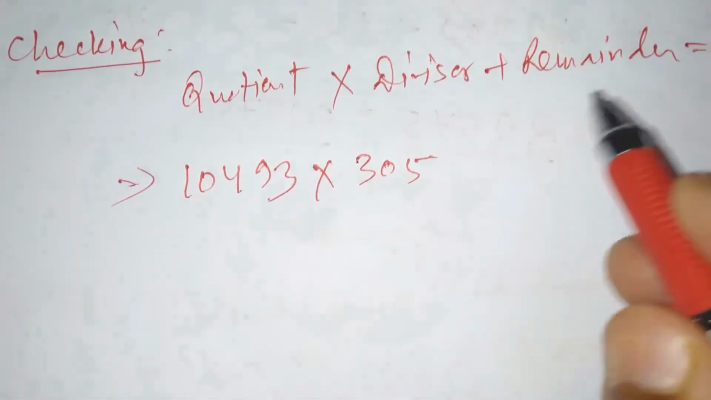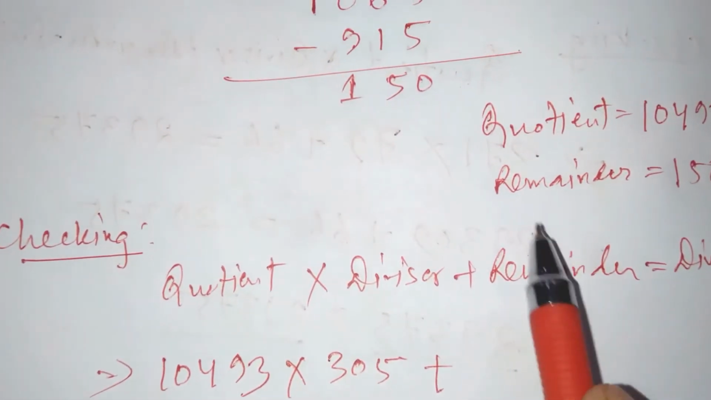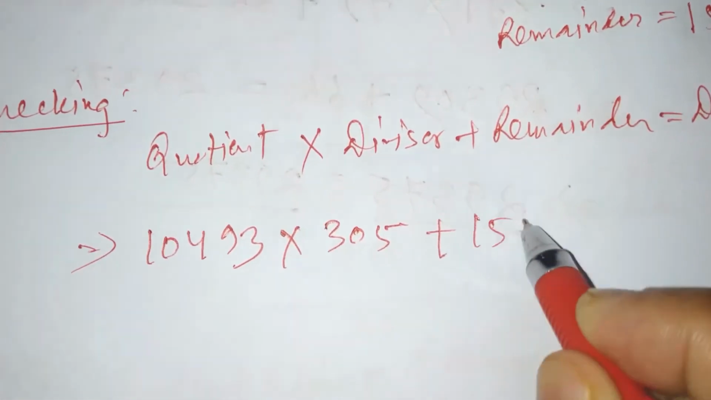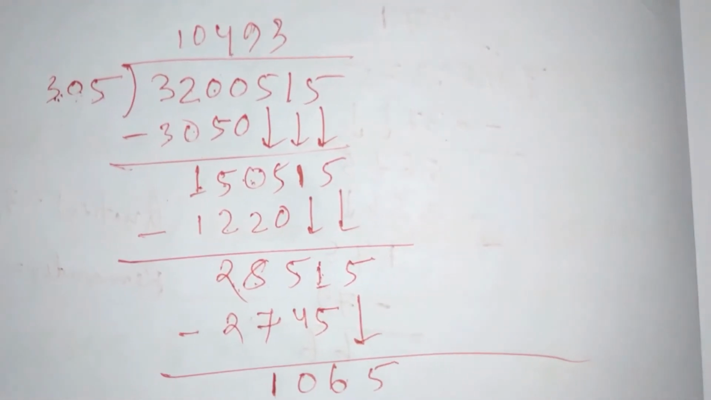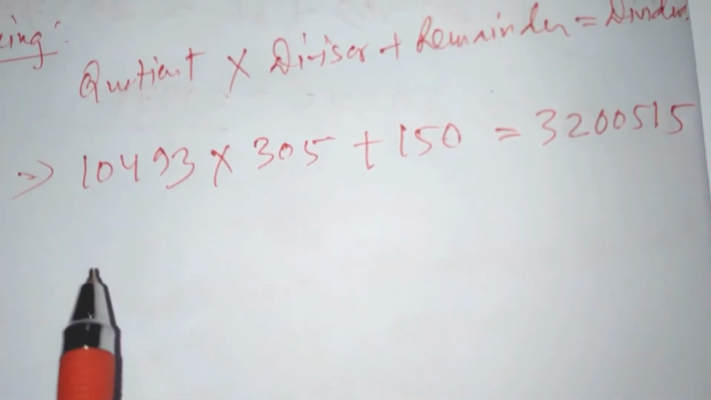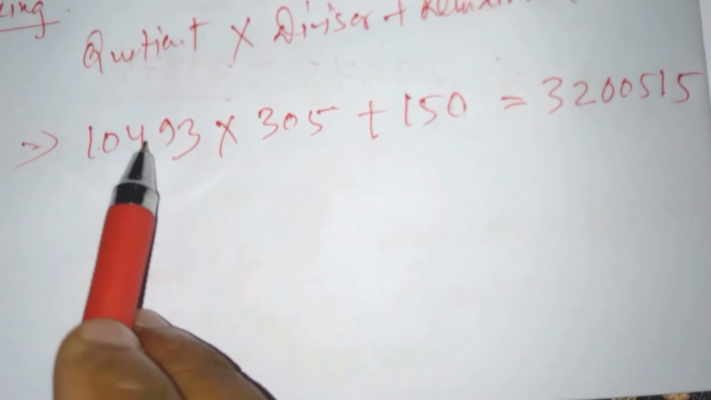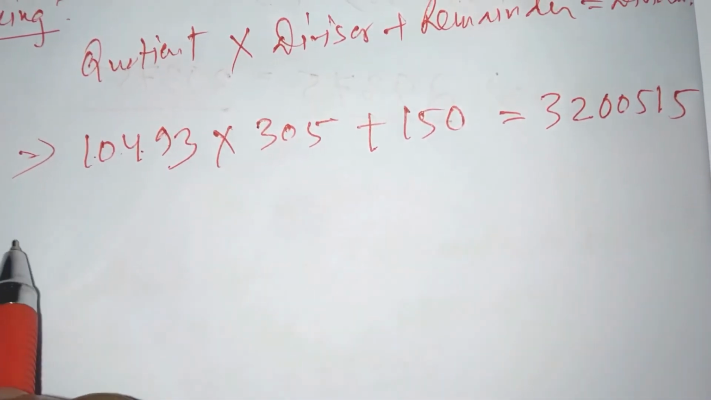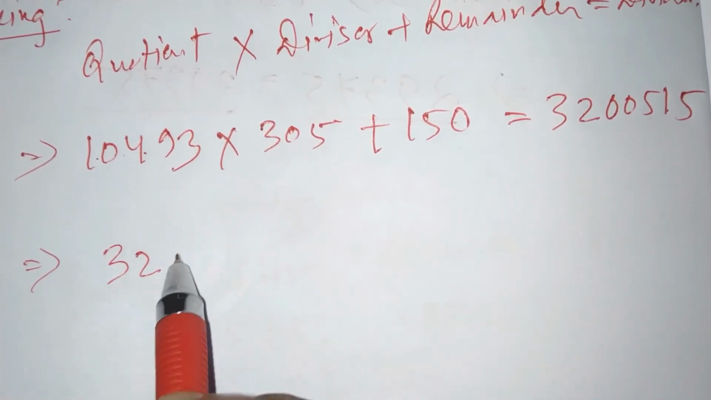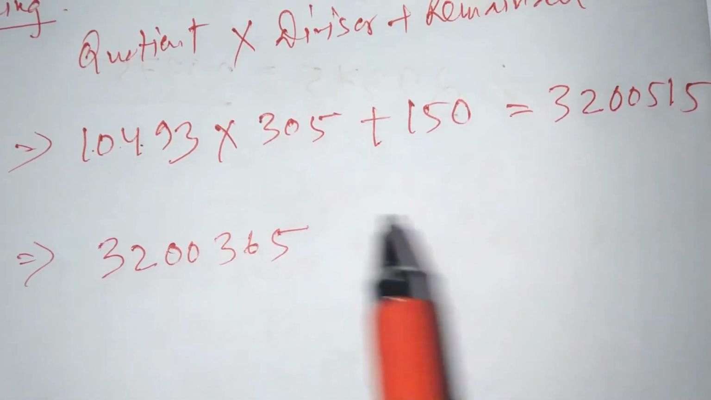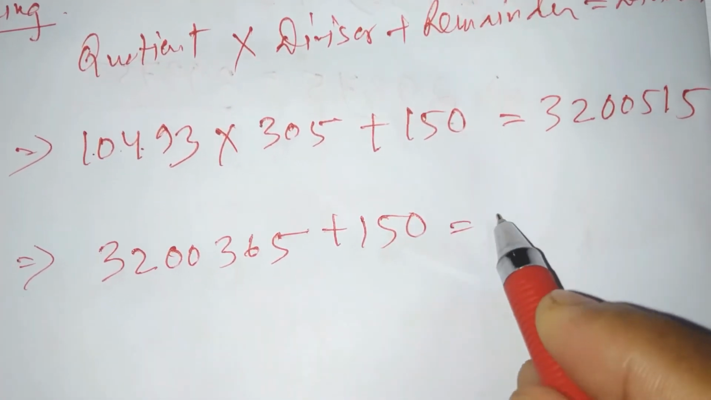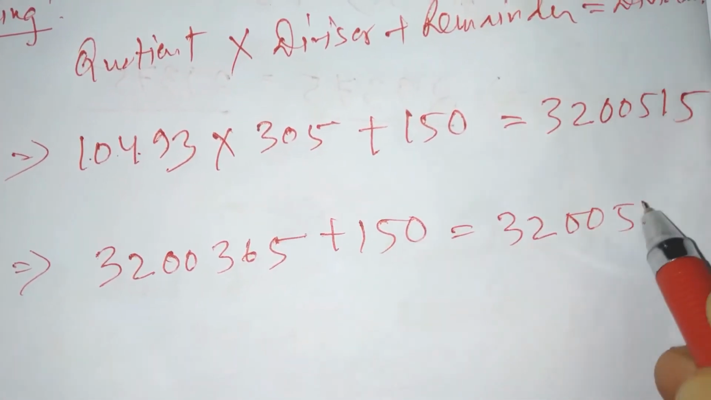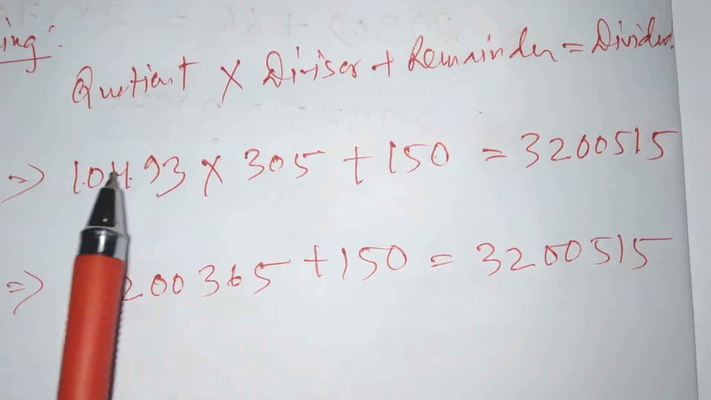305 plus remainder is how much? Remainder is 150, and the dividend is this one, 3200515. So I have written it here. So if you multiply this 10493 with 305, you will get 3200365, okay, this one you will get, and along with it you need to add 150, and you have 3200515. So you can check it by multiplying both the numbers.